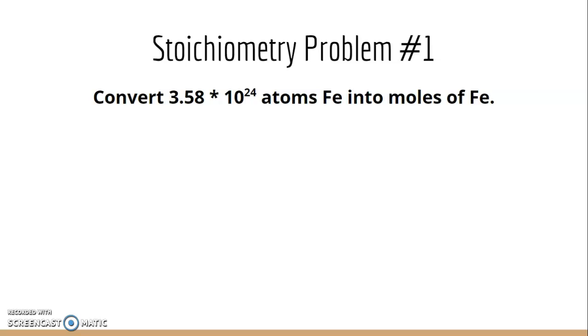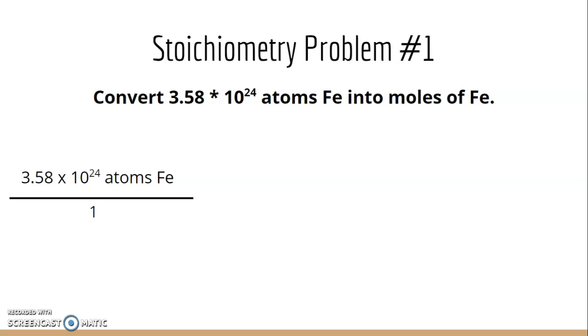This problem doesn't really have a chemical equation, but what we can do is determine what we are given and what we want. Well, if we take a look here, we see that we are given 3.58 times 10 to the 24th atoms of Fe. And what we want is to convert that value into moles of Fe. So right now we have determined what we are given and what we want. So the next step is to write out what we are given. And the reason for that is so we can begin to set up our conversion factors.